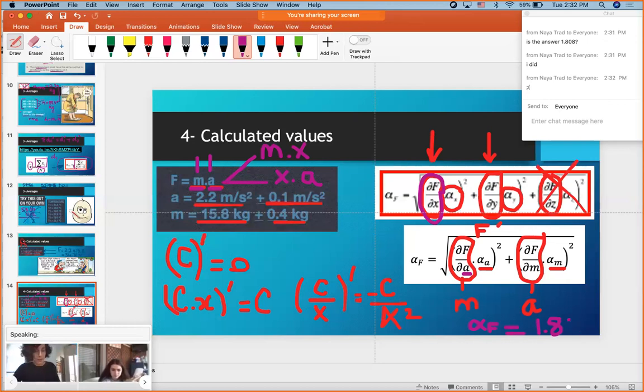Naya, meanwhile, can you help me round this value to 1 sig fig? Because all uncertainties must be 1 sig fig. All right. And any unit? The unit for the error on the force. Yes, Newton. So 2 newtons. Now I'm going to go back to this slide.